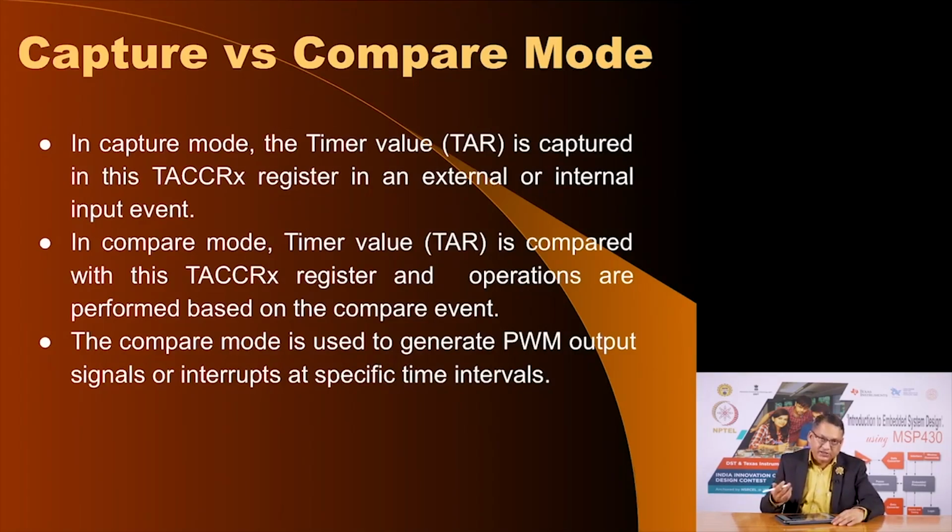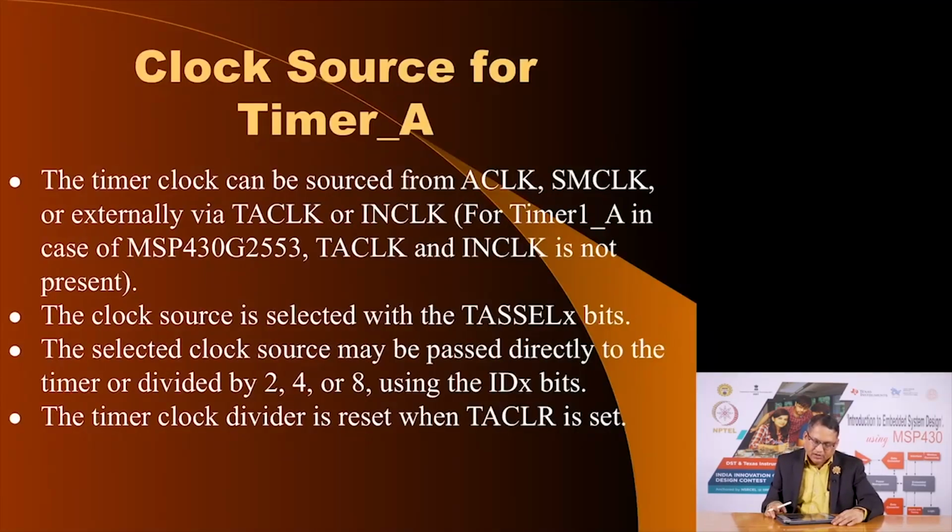And these features can be used to generate pulse width modulated signals. The source of the timer can be A clock or SM clock, and you can source it from an external pin like TA clock. The clock source is selected with the help of registers, these register bits, and once you have selected the source of clock, you can also further divide it. So, you can divide it by 1, 2, 4 or 8 and so on.